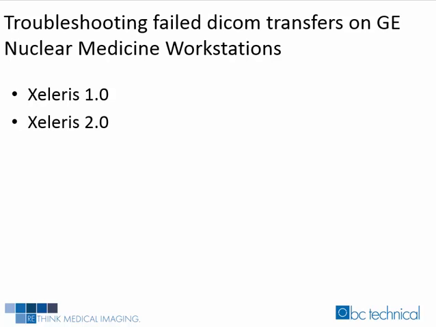GE Nuclear Medicine Workstations on the Accelerus platform allow for quick Dicom transfers through the buttons located in the left corner of the screen. The first button should be set to local, and the second button should be set to the transfer destination. Once an export is active, you will see a small icon below the transfer buttons that updates the status.